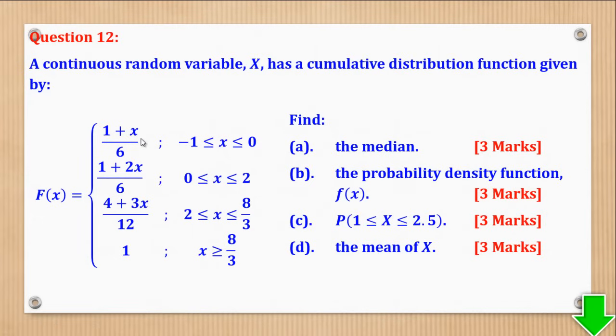Is it 0 point? 1 divided by 6 is 0.1666, like that. So it is smaller than 0.5. But 5 over 6 is bigger than 0.5. 5 over 6, let me see here, it is 0.83333, so meaning that the median is in this interval here.